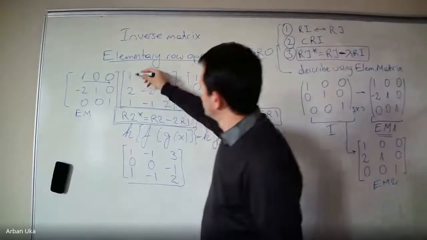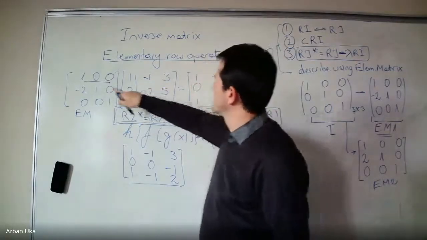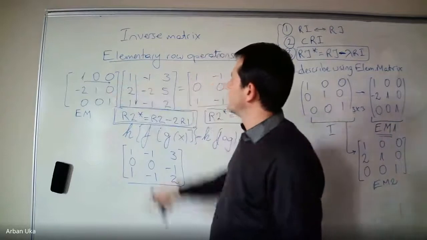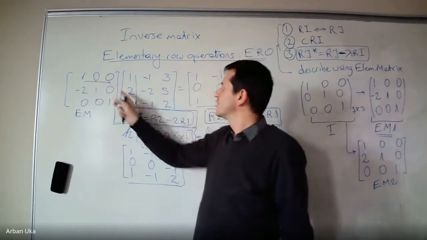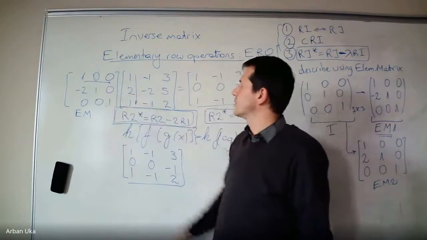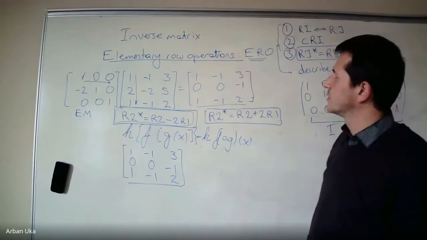Yes. So okay, can you read it for me? So this is the first row multiplied by the first column. We get 1 times 1, that's 1. Plus 0 times 2 is 0. 0 times 1 is 0. So we get 1, right? Oh, now I understand it. Okay, that's good. Thank you.